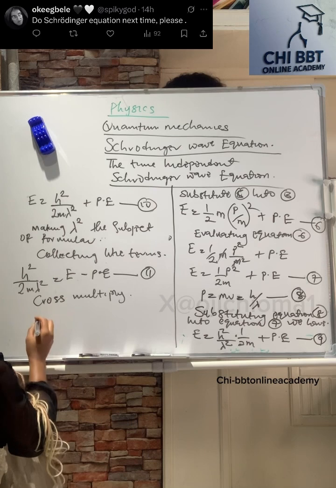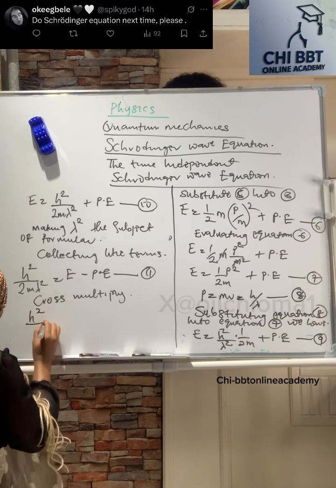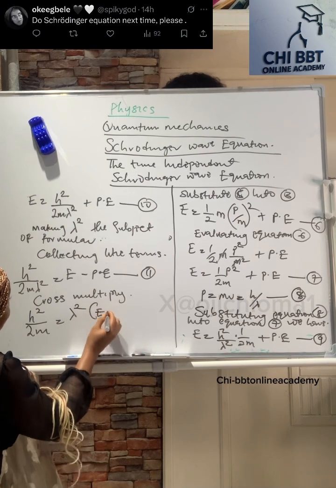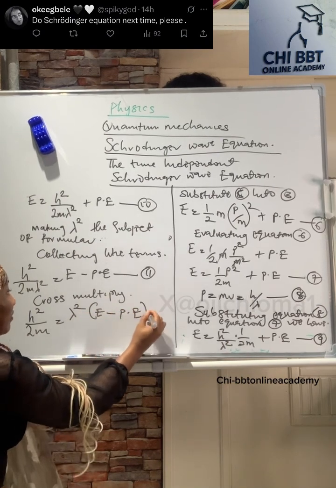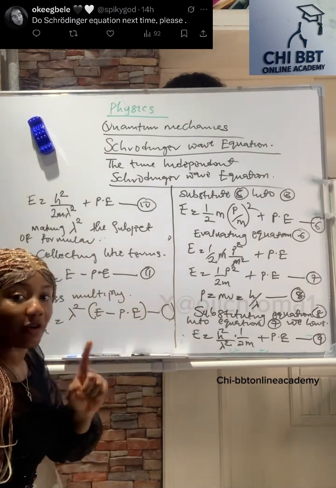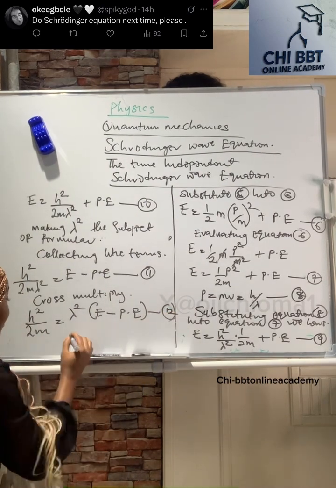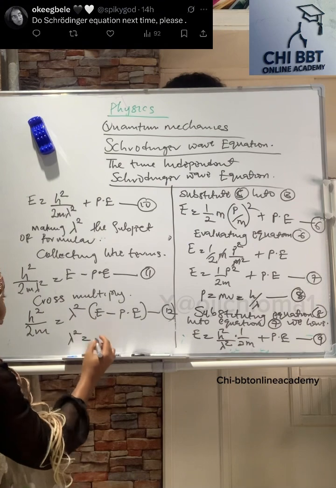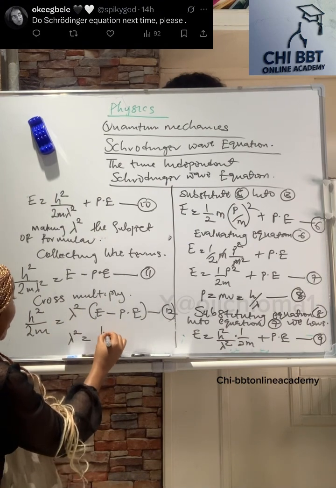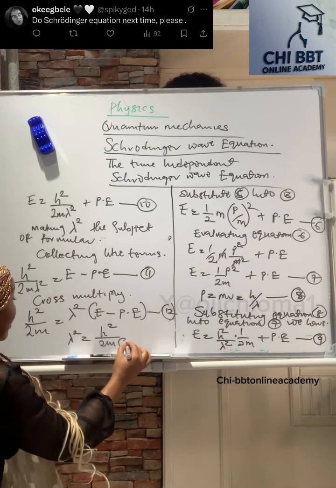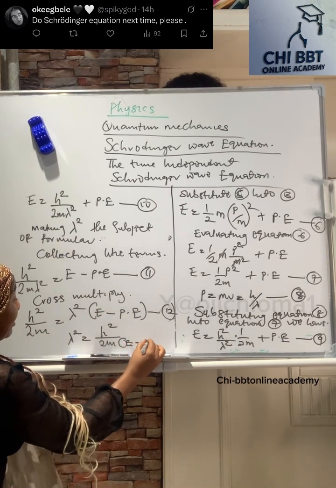When we do the cross multiplication, we have something like this: lambda h squared over 2m equals lambda, then total energy minus PE. This is for people that know how to make the subject of the formula. Don't forget this, equation 12. Now, lambda squared finally becomes h squared over 2m bracket, because this multiplies total energy minus PE.